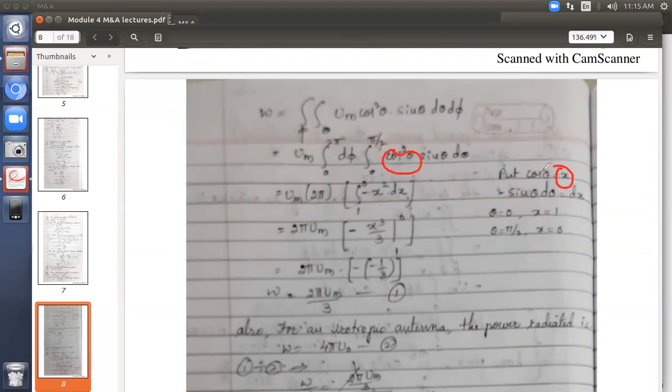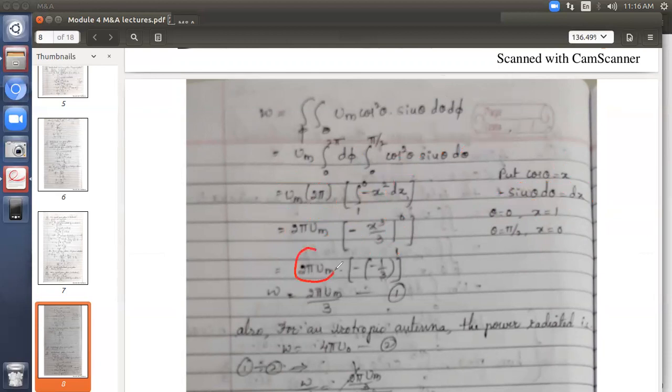Cos theta is x. So it is cos square, so x square. And what is sine theta d theta? Sine theta d theta is here negative sign, so minus dx. So this will be 2 pi Um, as it is minus, what is integration of x square? It is x cube by 3, and apply the limit. Lower limit is 1, upper limit is 0.